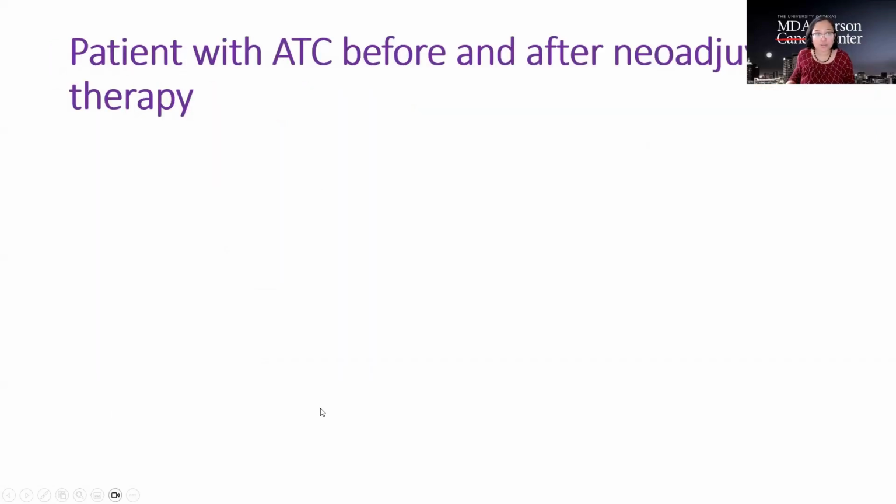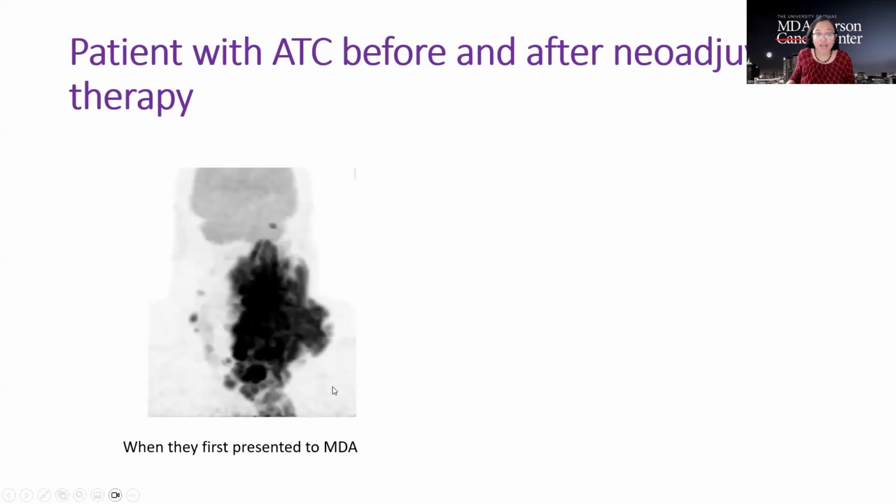So here I'd like to show you an example of a patient with anaplastic thyroid cancer. This is the PET-CT. You remember in the first talk we said the PET-CT is bright in those tumors that are very active. So this is the planar image. That means this is the black and white image of that. And you can see how big this tumor is.